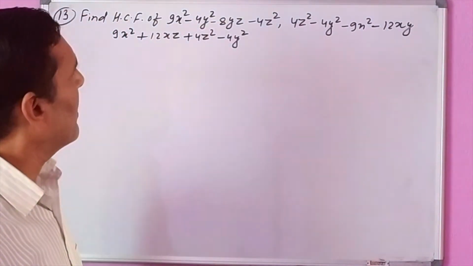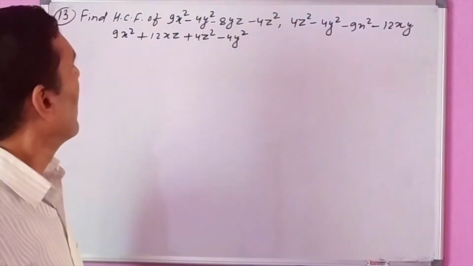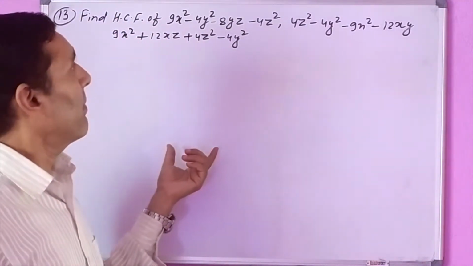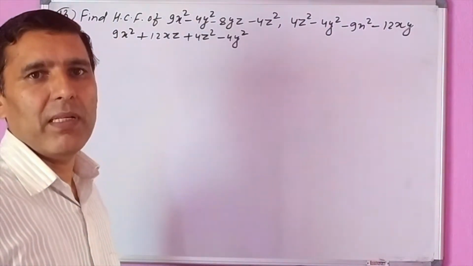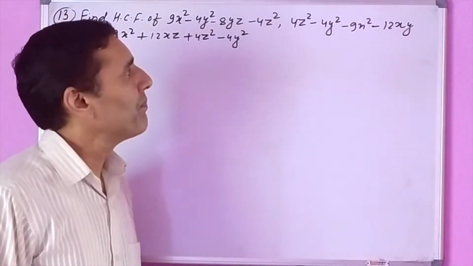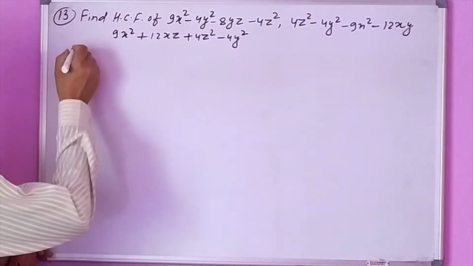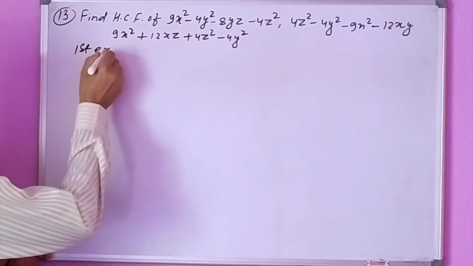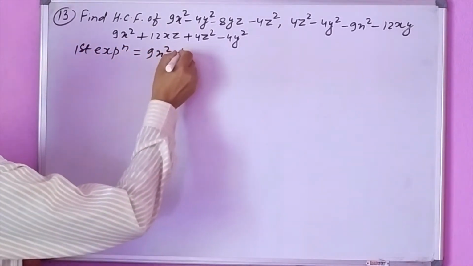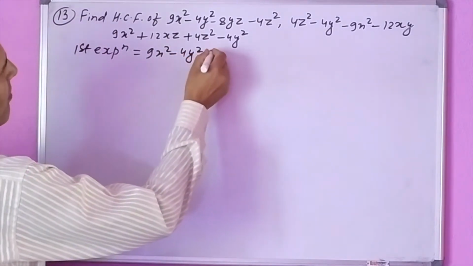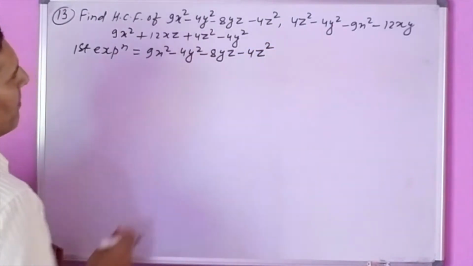Here we have another question to find the HCF. There are three expressions. We are finding the HCF of these expressions by factorization method. So first of all, we factorize the expressions one by one. So let's start by taking the first expression. Our first expression is 9x square minus 4y square minus 8yz minus 4z square.